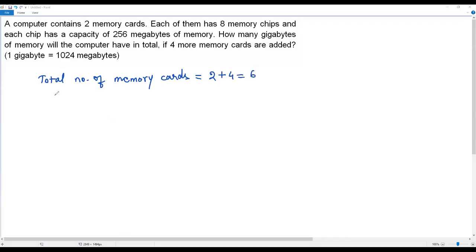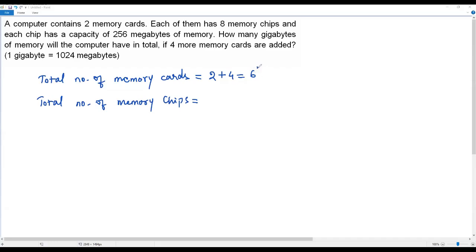Okay, now let's find the total number of memory chips on the computer. Let me write it over here. Total number of memory chips. Already we got the total number of memory cards, that is 6, and we have the information that each of the 2 memory cards has 8 memory chips. That is, one memory card has 8 memory chips. Then how many memory chips do we have in 6 memory cards?